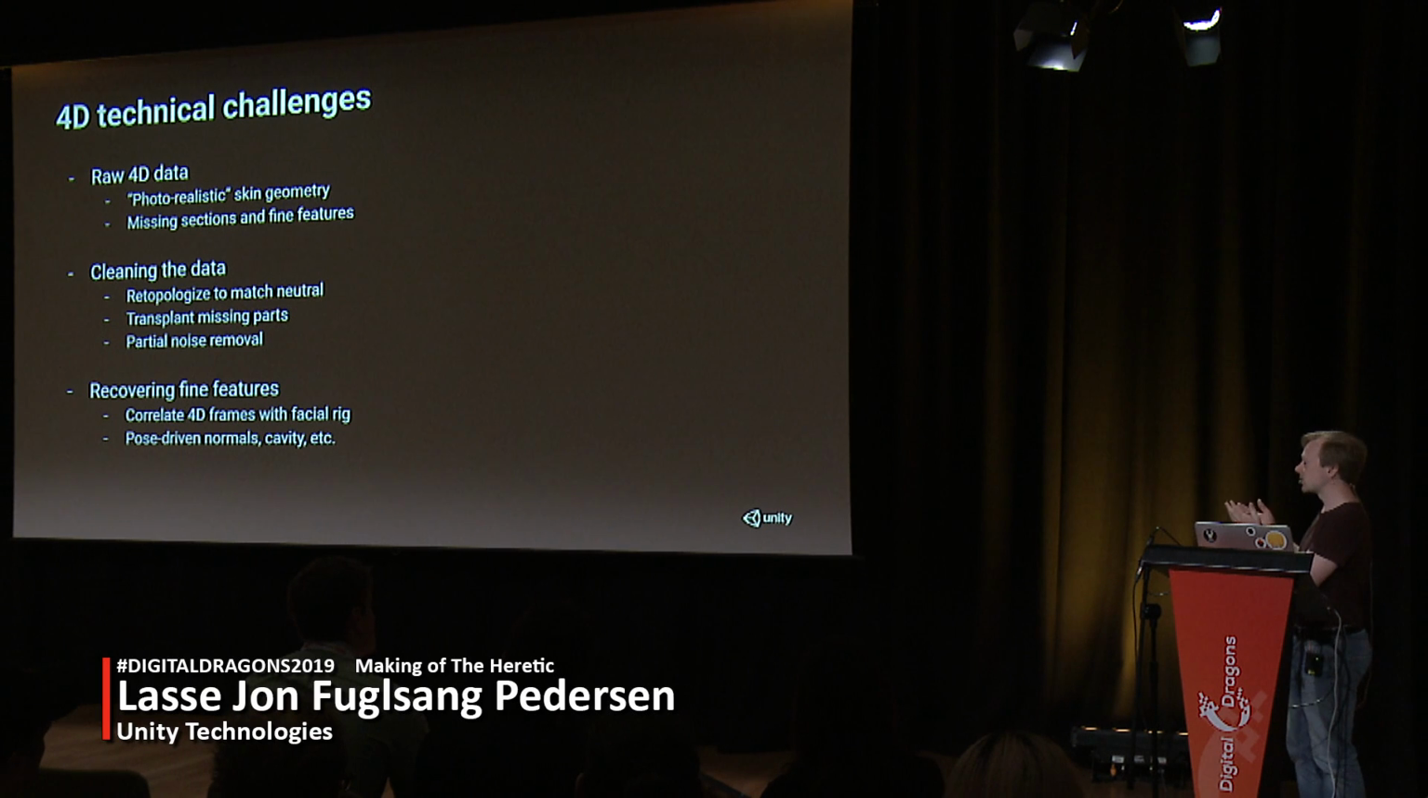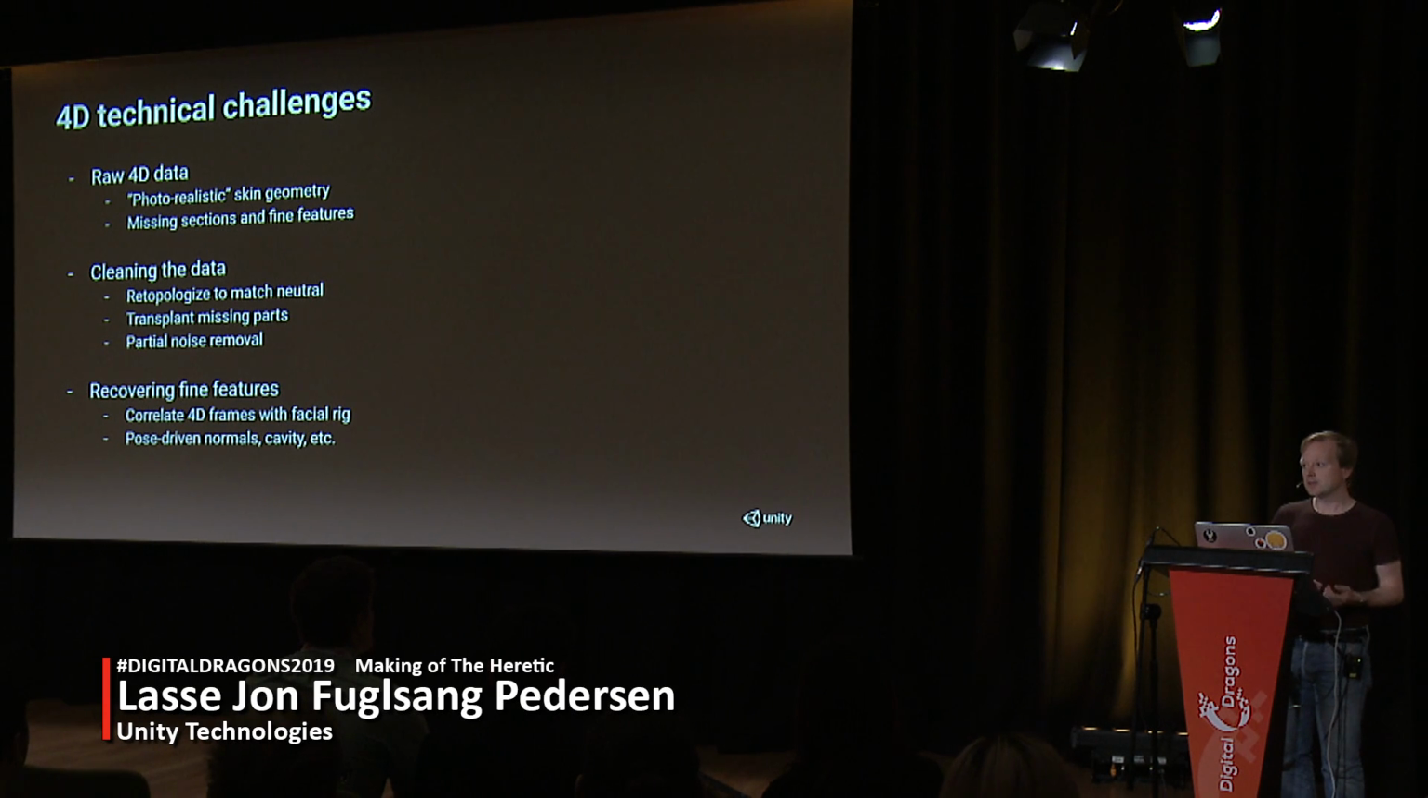For each of the clean 4D frames, we figure out what's the combination of blend shapes that would approximate this frame the best. Then we get a set of blend shape weights. And those we just inject into our skin shader, and this gives us pose-driven normals, cavities, etc., even though we are playing back 4D animation.